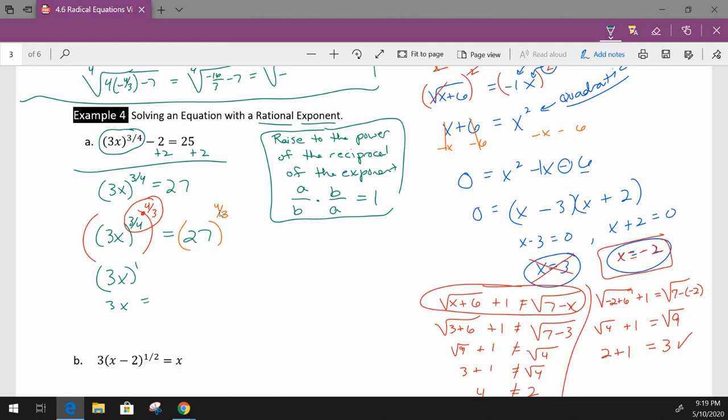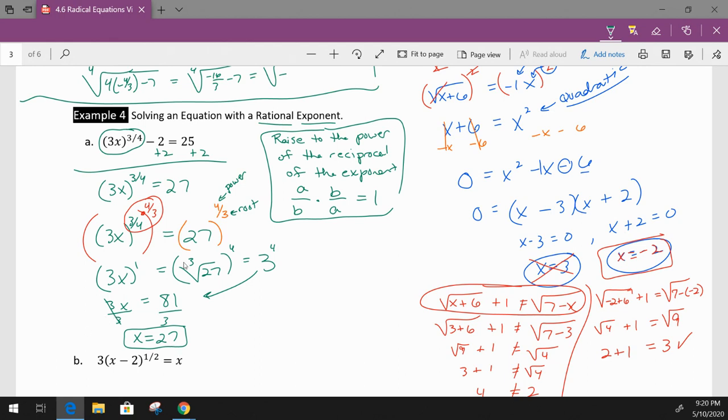Now your 27 to the 4/3 power, if you can, try to do this mentally. The 3 is the root, the 4 is the power. So you can rewrite this as a cubed root of 27 to the 4th power. Well, the cubed root of 27 is 3. 3 to the 4th power is 81. So that one worked out really nicely, gave us a nice whole number. So then our last step is to divide by 3, and we get our solution of 27.